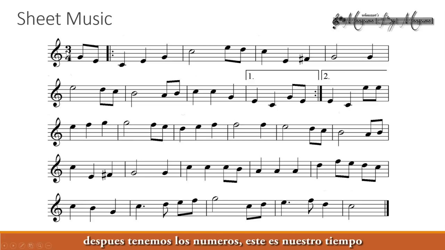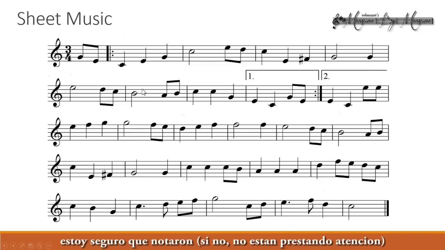Then we've got the numbers. This is our time signature, and it's telling us it wants 3 quarter notes on each measure. And sure enough, it has 1, 2, 3, and then here 1, 2, 3. These 2 8th notes count as 1 quarter note. Here, just straight quarter notes, 1, 2, 3. A half note, so that's 1, 2, 3, and so on.